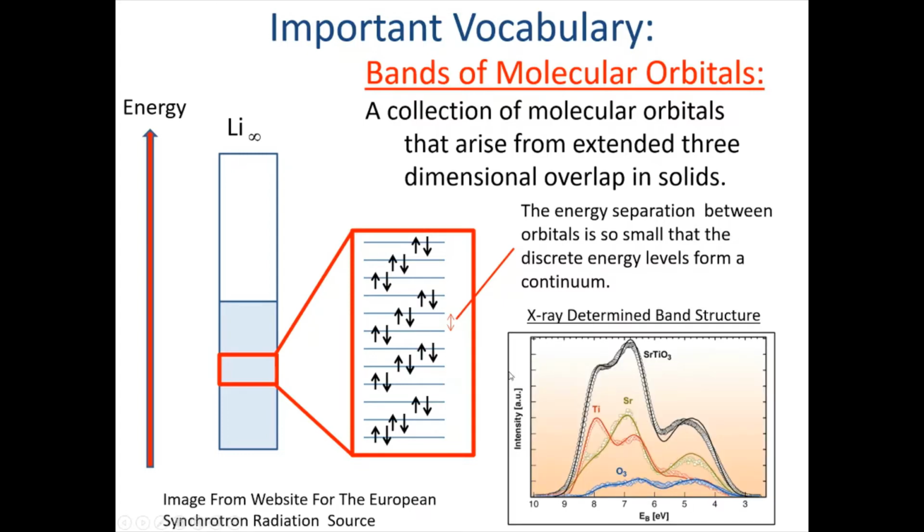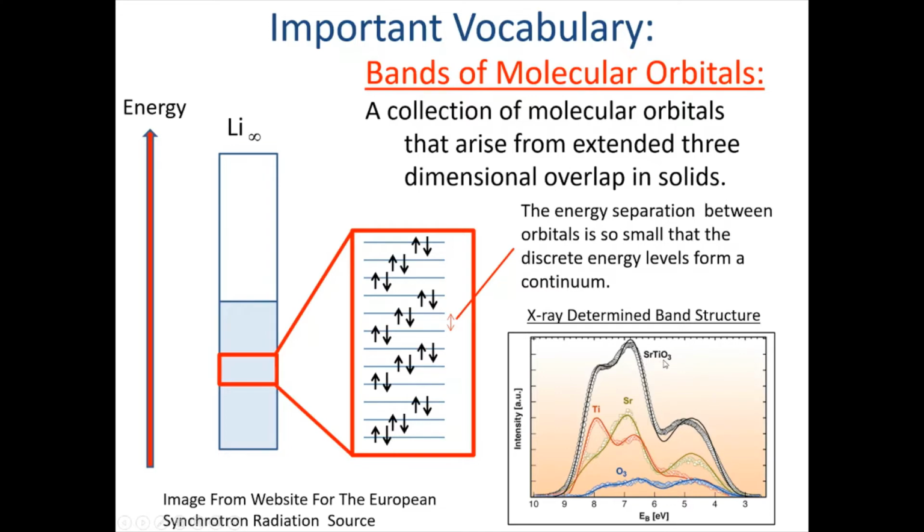And if we do this thing called X-ray determined band structure, this is, I think, XPS, which is basically an X-ray technique that measures where the electrons are in a structure. You can see that these are the energies of all of the electrons that come out, and there's no line function where there are electrons. It's this band function where there are electrons over a continuous band of energy, and they're occupied.